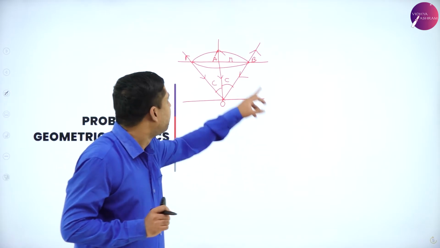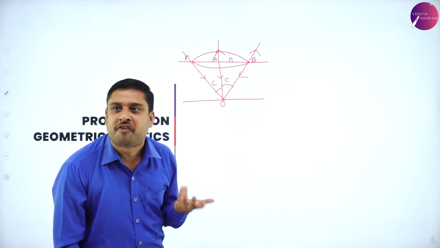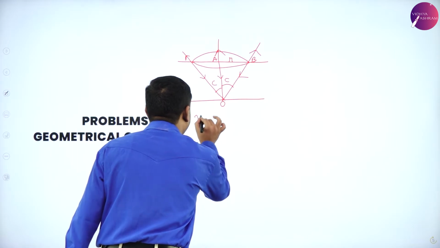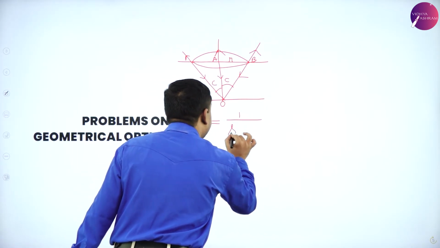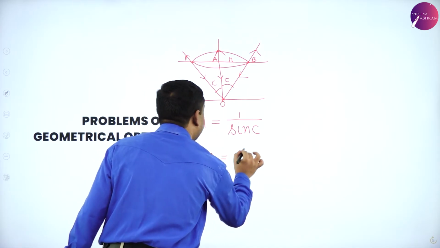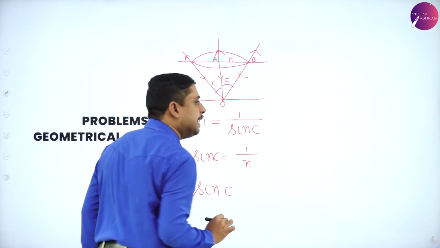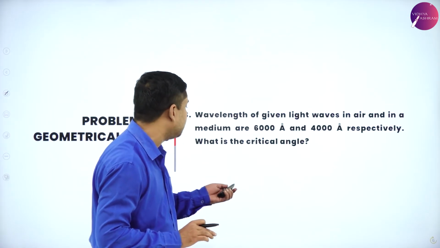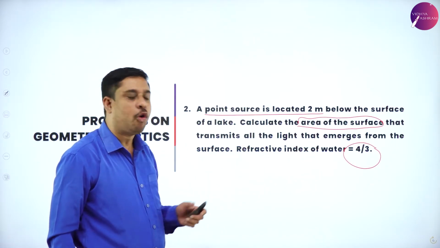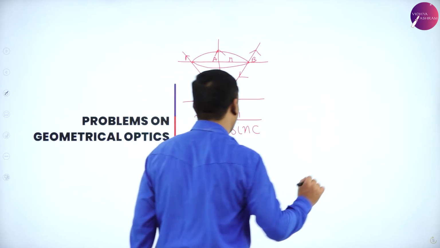Circular patch. So, if I find out the radius, very simple, I can get the area. Area of a circle, pi r square. Now, refractive index is given. Again, n is 1 by sine c, or sine c is 1 by n. According to the problem, refractive index is 4 divided by 3. So, sine c is 3 divided by 4.